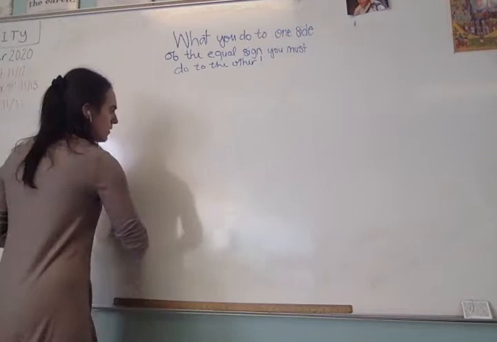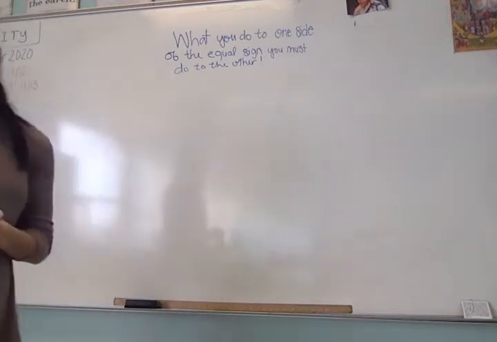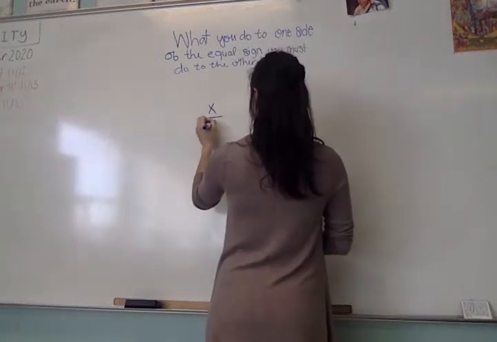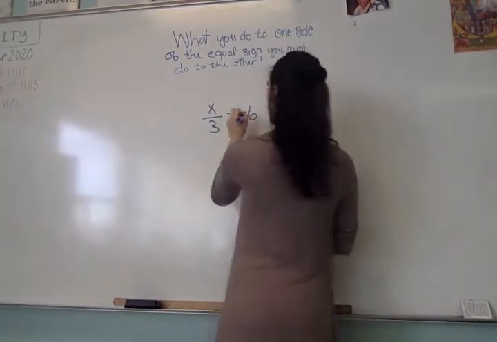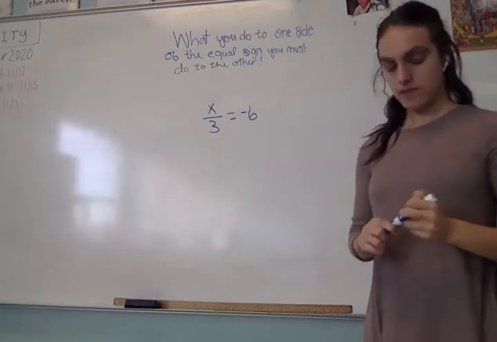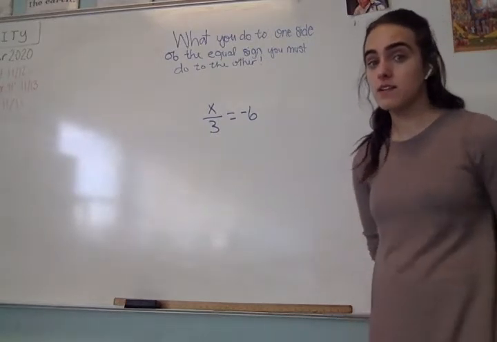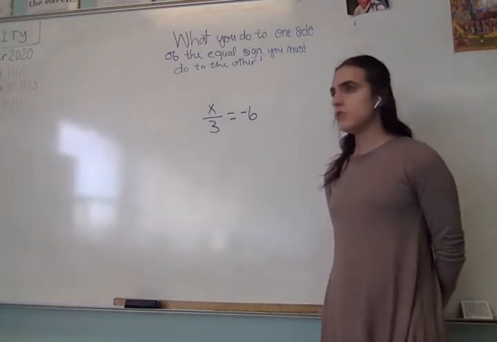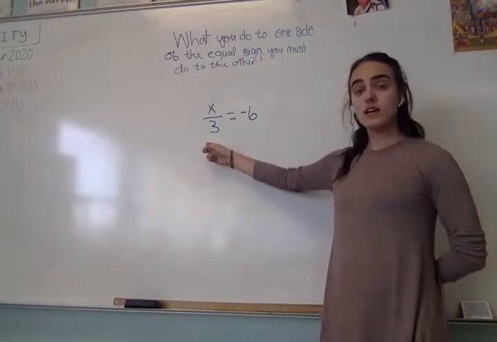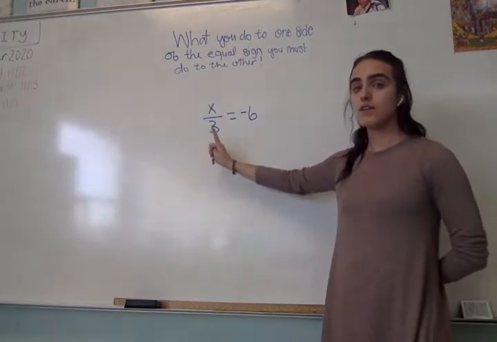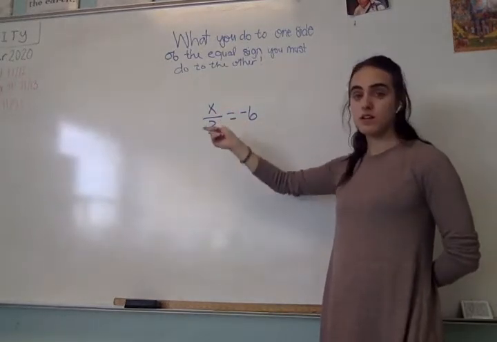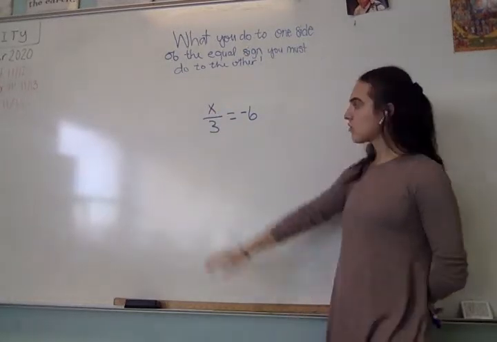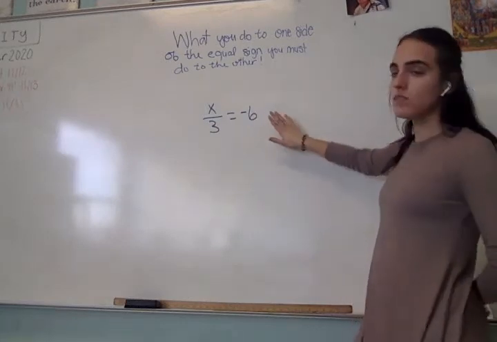Okay, but what if we were given something like this? What if we were given something like x over 3 equals negative 6? Well, I told you we're solving for x. So how would we solve for x? What would we do? This 3 is being divided. See how they're over each other as a fraction or a ratio? That means dividing. So this reads x divided by 3 equals negative 6.